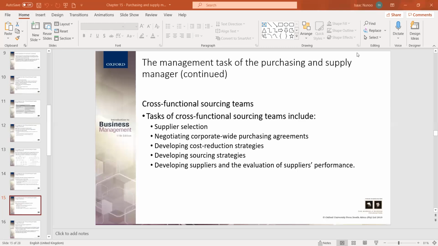It helps you to obtain a wide perspective in terms of problems, negotiations and thinking. So the task of the cross-functional sourcing team is that you bring in people from different functions to add to you as a manager when you are purchasing. It helps you in supplier selection and in negotiating cooperation. It also helps you in your cost reduction strategies, your sourcing strategy, and also in developing suppliers and evaluating supplier performance. So these are some of the important functions of a manager in executing purchasing.